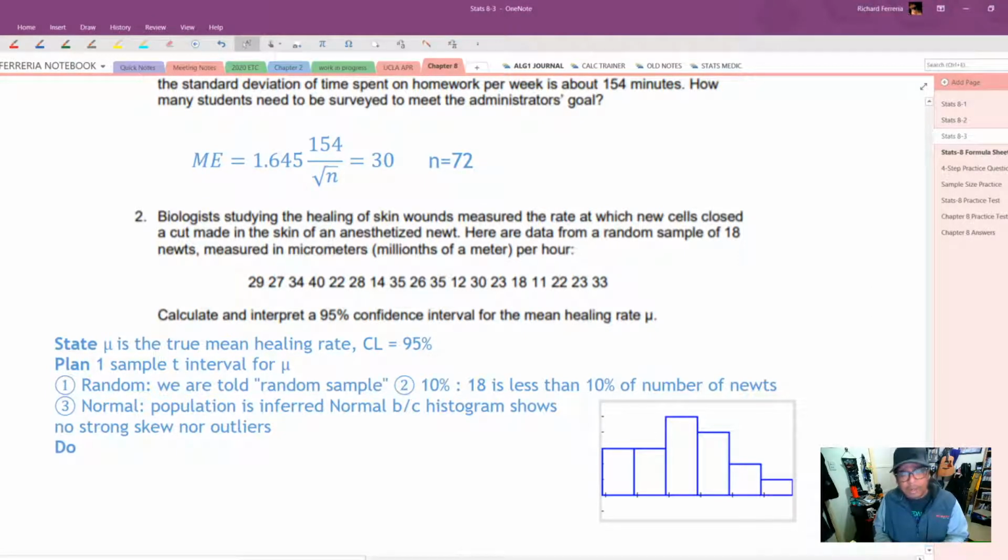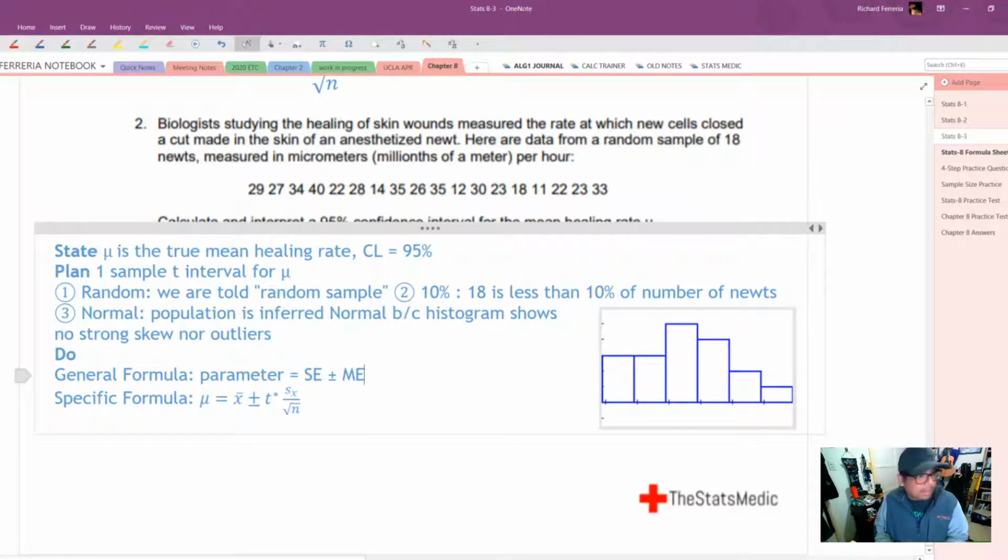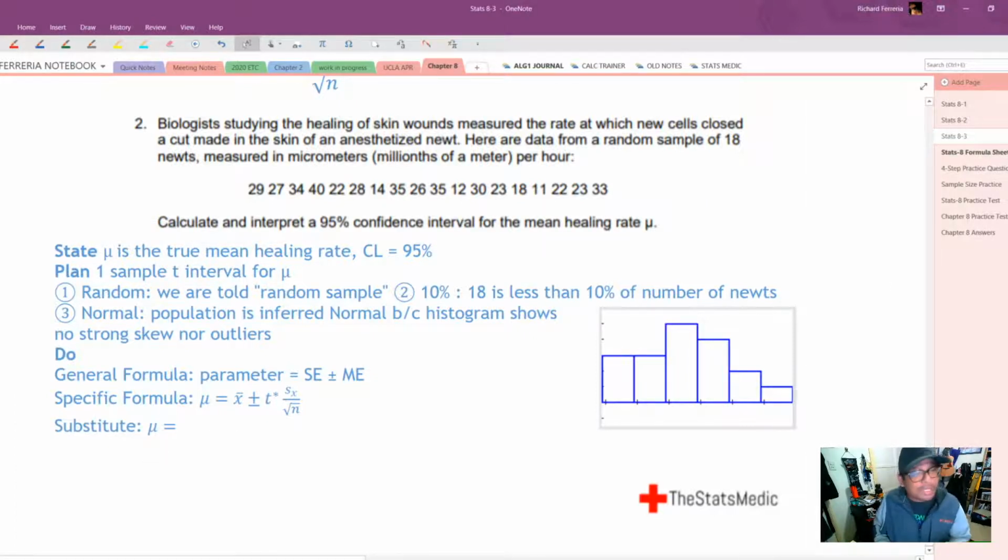The next part of the 4-step plan is do. So we start with the general formula. The parameter is equal to the standard error plus or minus the margin of error. Then we go to the specific formula: mu is equal to x bar plus or minus t star sx over square root n. To do the substitution, you're going to need the summary statistics.